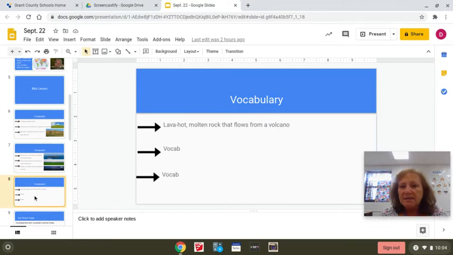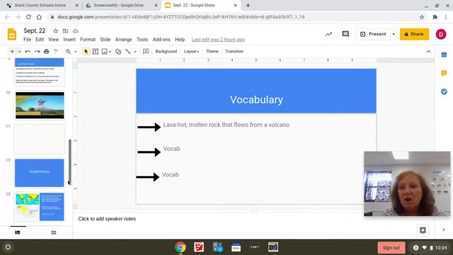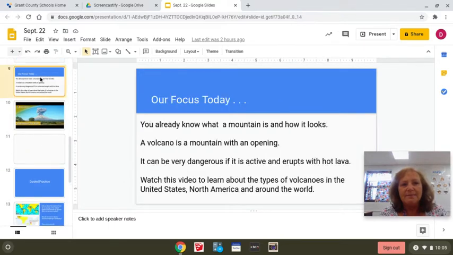One more that I want to talk about, and that's lava. Lava is hot, molten rock that flows from a volcano. And this hot lava cools and hardens. And when it does cool and harden, new rocks called igneous rocks can form. It can also add new layers to the soil that already exist. So, lava is very interesting.